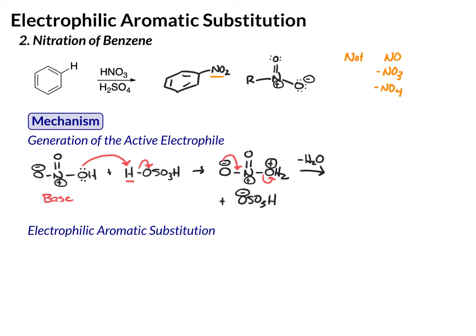So we lose water, and we get O, double bond N, double bond O, and there's still a positive charge on the nitrogen. And this species is highly electrophilic. This is known as the nitronium ion. And that's our active electrophile.